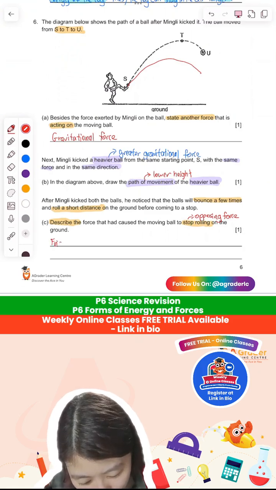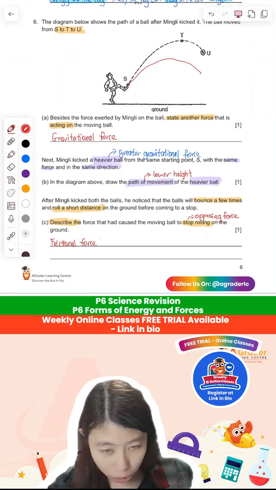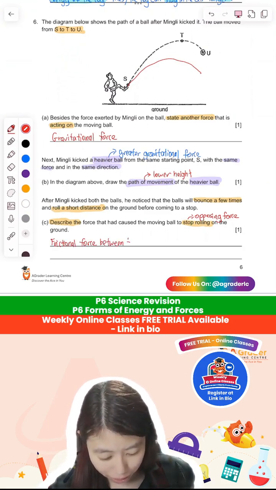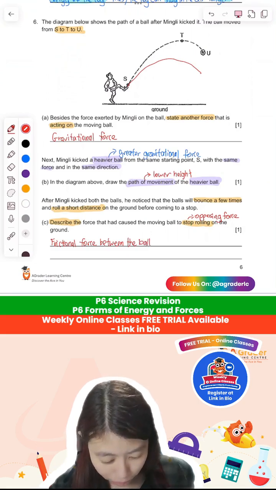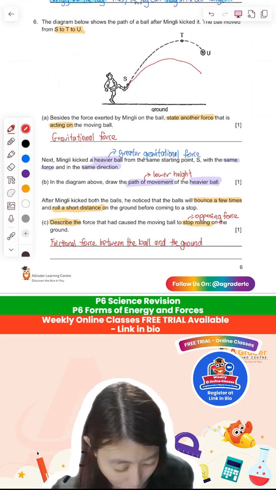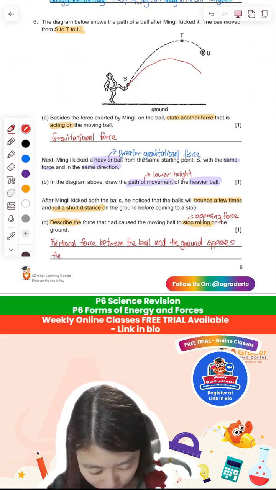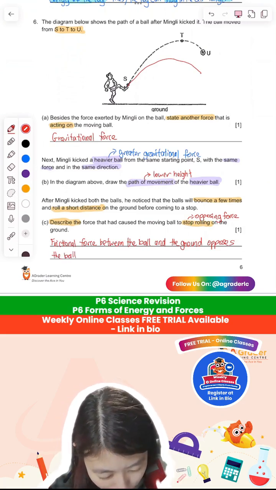So you have to write down: frictional force between the ball and the ground opposes the ball's motion.